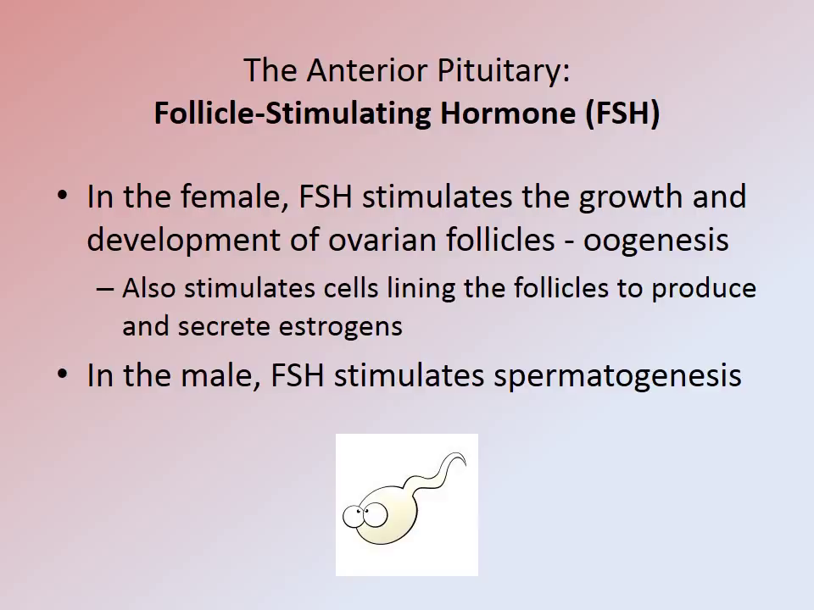Follicle-stimulating hormone, which is labeled as FSH, in the female stimulates the growth and development of ovarian follicles, which is responsible for oogenesis, which is the production of the egg in the female. It also stimulates cell lining in the follicle to produce and secrete estrogen. So again, that follicle on that ovary will produce a hormone called estrogen, and that's all thanks to FSH being produced by the anterior pituitary gland. In the male, FSH stimulates spermatogenesis, which is the production of sperm in the testes of the male.